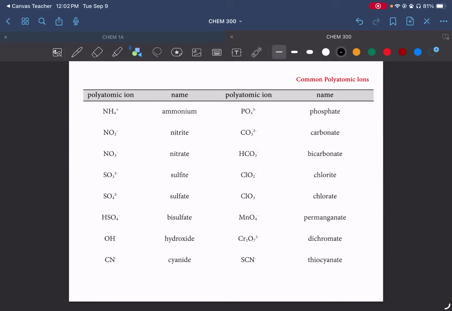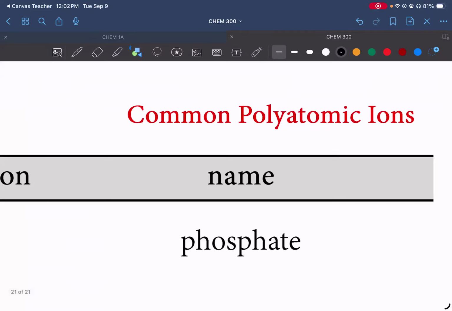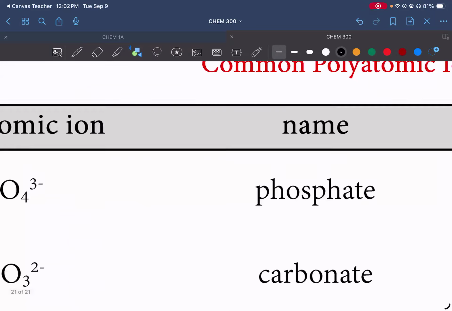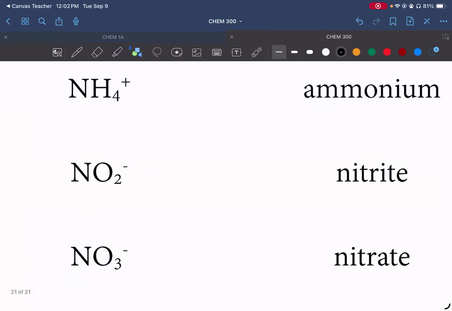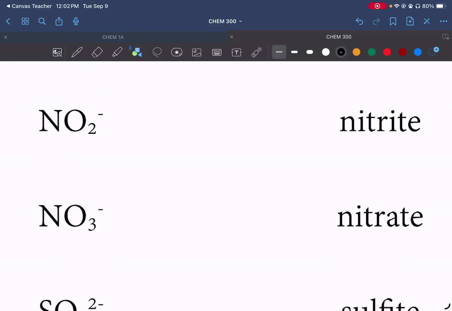Polyatomic ions, as the name suggests, are multiple atoms in a single ion. Showing you some examples right here, we have NH4 plus, which is ammonium, NO2 minus, which is nitrite, and NO3 minus, which is nitrate. And herein lies the challenge with memorizing these lists of polyatomic ions. That subtle difference, NO2 being nitrite, NO3 being nitrate, is a very common slip up.